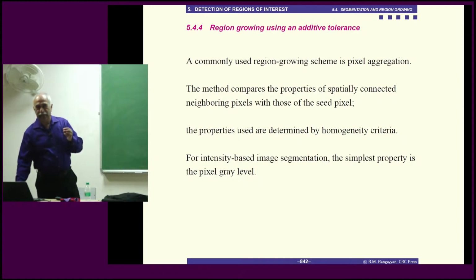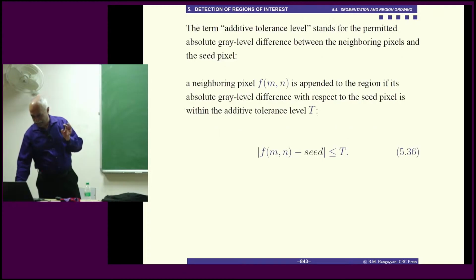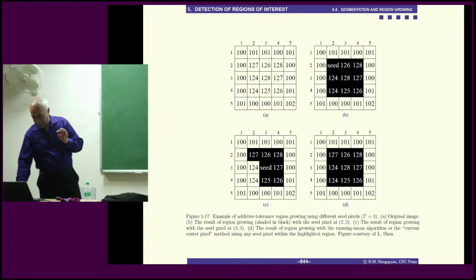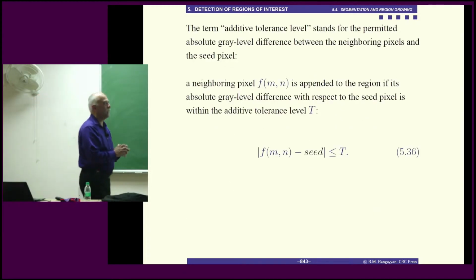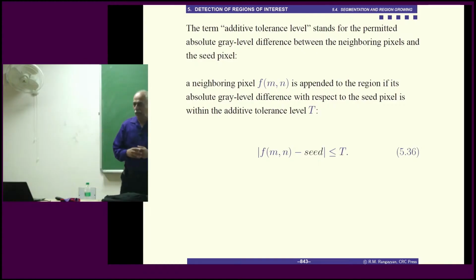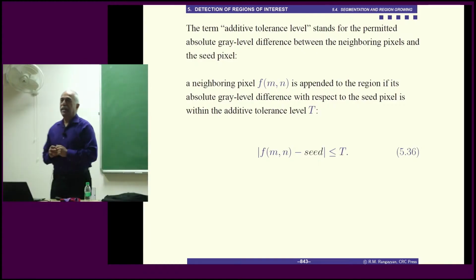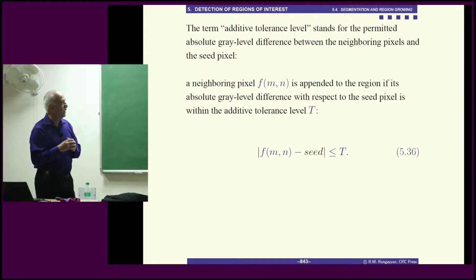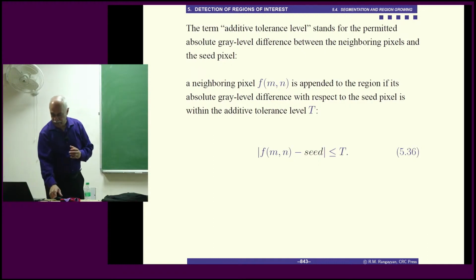Region growing with additive tolerance, that is also what we already talked about. Okay, let's talk about this in a little bit more detail. One of my students, Liang Shen, explored region growing for adaptive neighborhood image processing in a little bit more detail, and we have modified it for different applications.